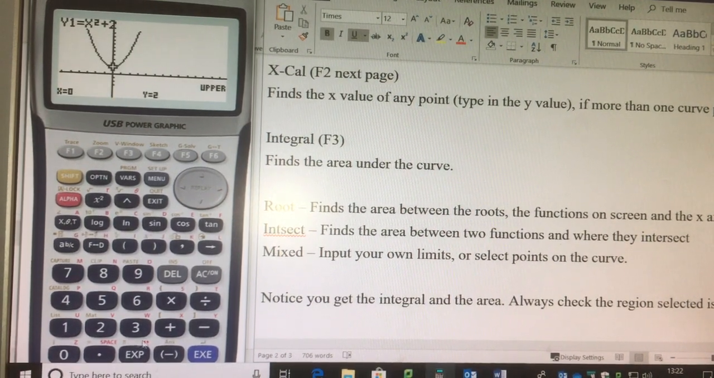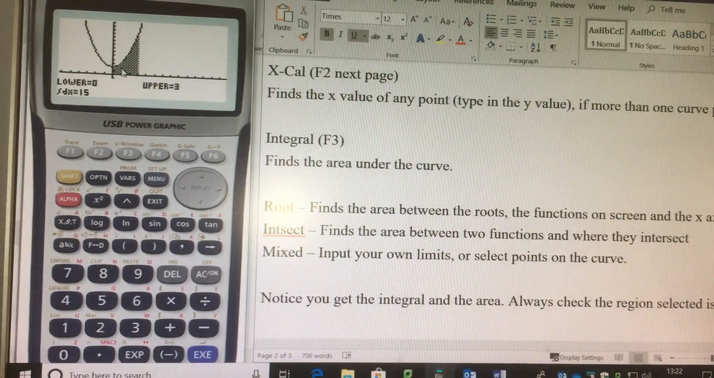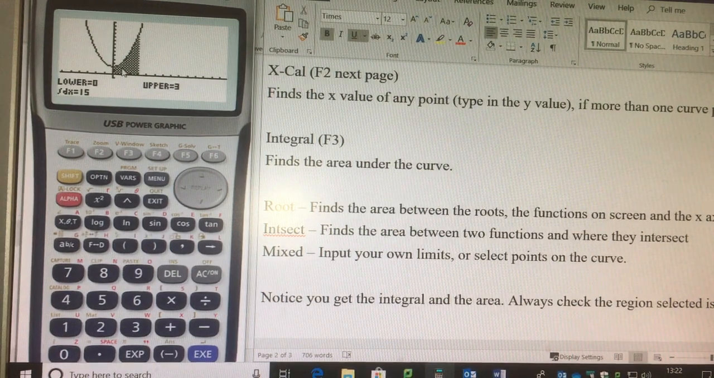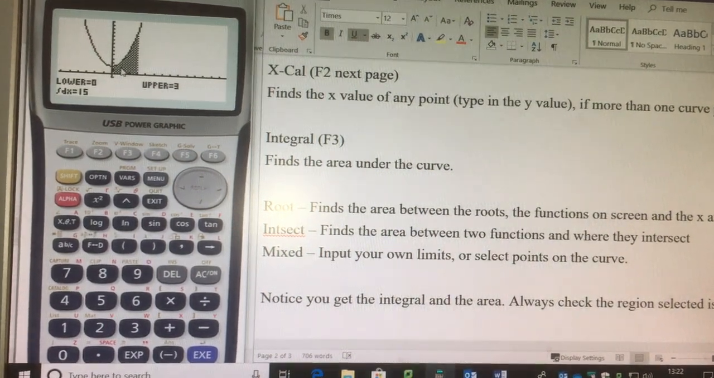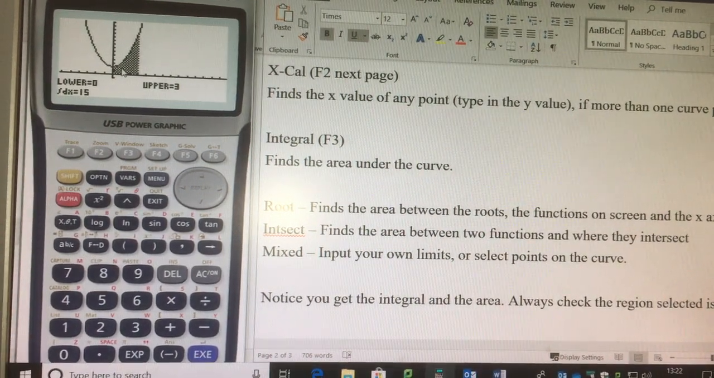If you choose mixed and then type in 0 and 3, it should do the same thing and sketch you the area it's going to find. Let me check on my other one. Sometimes it can be a bit picky about how it's doing it. I would say x squared plus 5 was it? Plus 3. Plus 2.